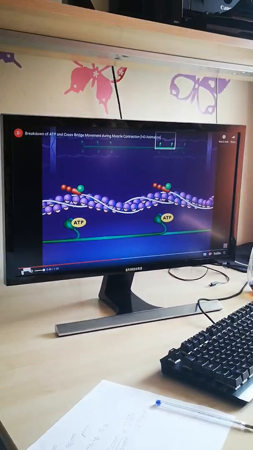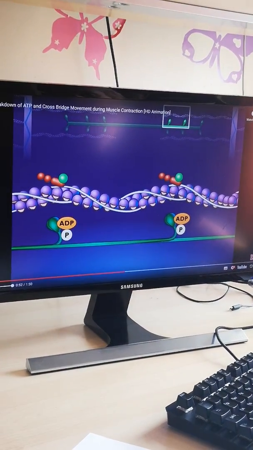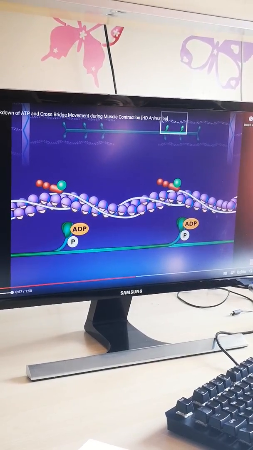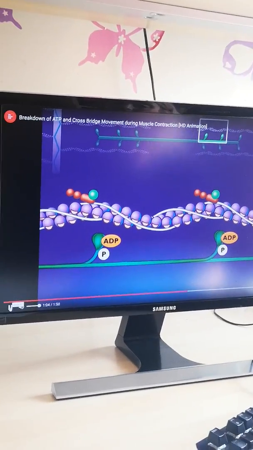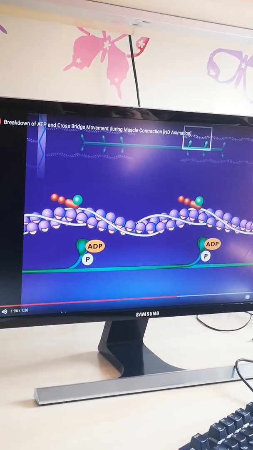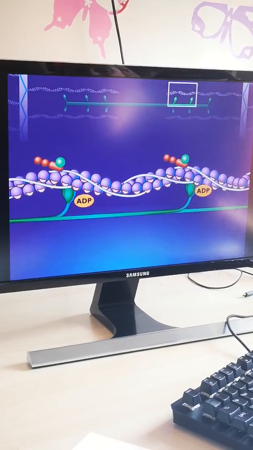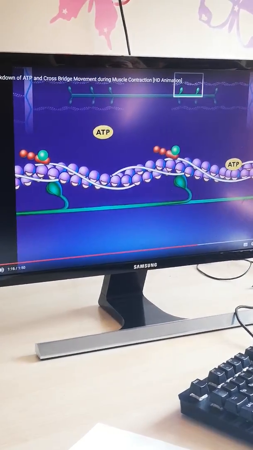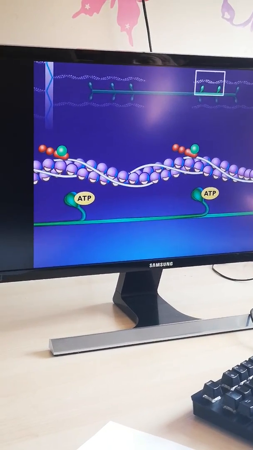So the ATP is hydrolyzed within the head. The energy is stored in the head. The head returns to its original position, and a new cross bridge can form with the next binding site along. And then the head will nod again, and this will continue and continue and continue as long as there is ATP available for this to happen.